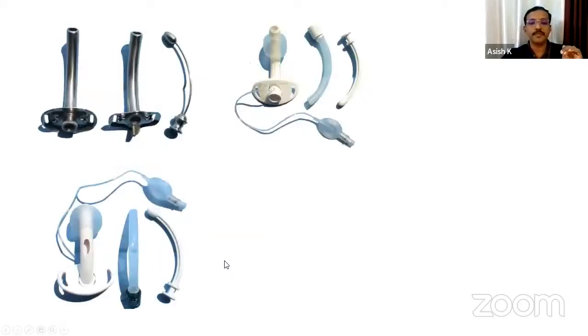Now, I just wanted to show you a few tubes, in case you have not had a chance to see them. The first one is the metallic tube. You can see an outer tube, an inner tube, and a stilette. This is an endotracheal tube, a tracheostomy tube which has a cuff. And the third one is another tube you should see. This is a tracheostomy tube which has a fenestration. You can see the fenestration here. This is a fenestrated tracheostomy tube.